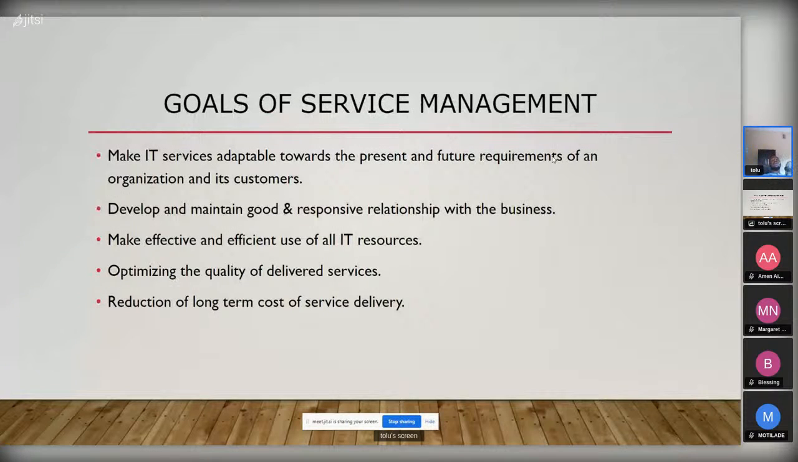Goals of service management. Make IT service adaptable toward the present and future requirements of an organization. As I've said, in IT service management we are trying to make whatever you are building meet the standard of the organization and the customer. Develop and maintain good and responsible relationships with the business. Make all your IT resources effective and efficient. Optimize the quality of delivered services. Reduce the long-term cost of service delivery.